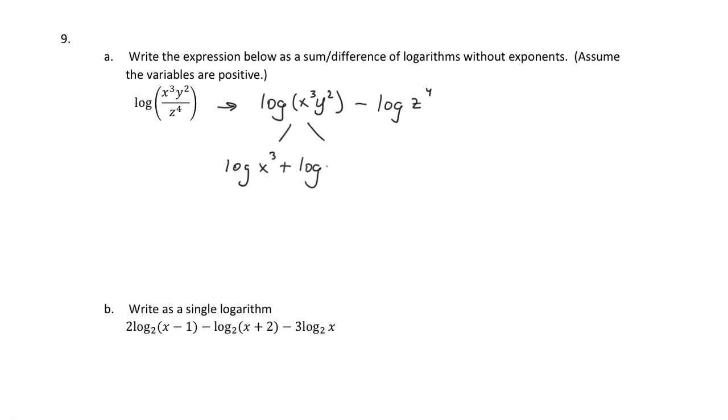plus log y squared minus log z to the 4th. Now the final step here is the power property. We're going to bring down all these exponents in front of each of their respective logarithms.